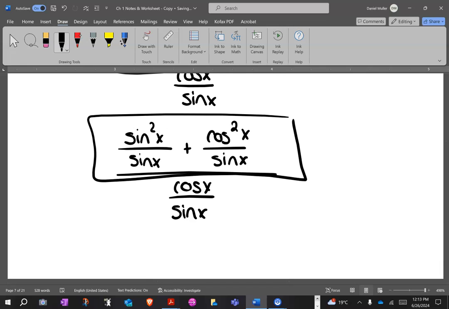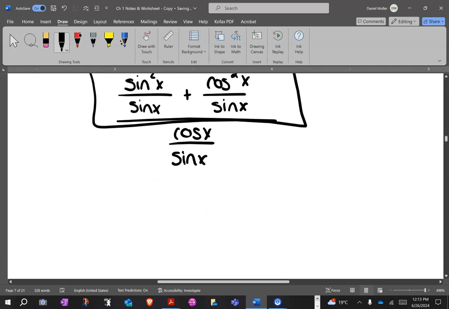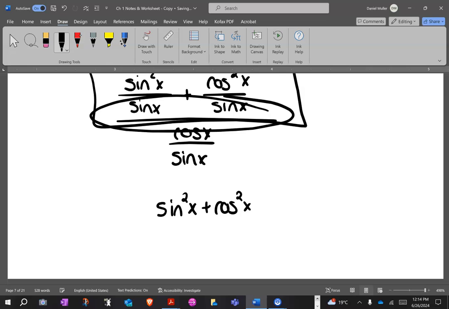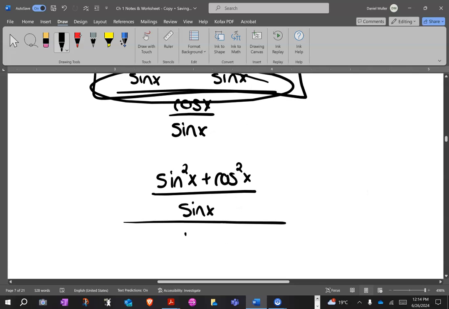And if you remember the last video, I'm going to get sine squared plus cos squared, and that is a trig identity. A Pythagorean, an obvious substitution will be needed there. So I've got sine squared plus cos squared. That's me adding the tops of the fractions together, all over the common denominator, which is sine x, divided by cos over sine.